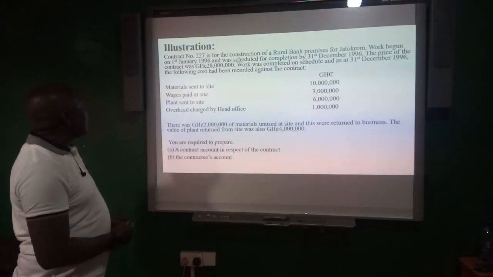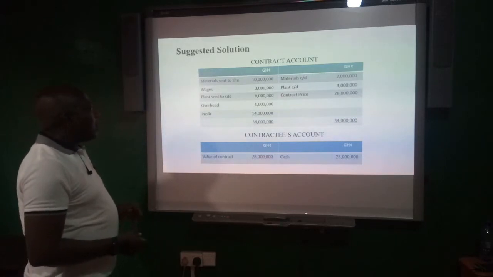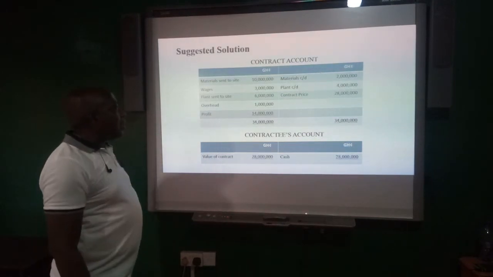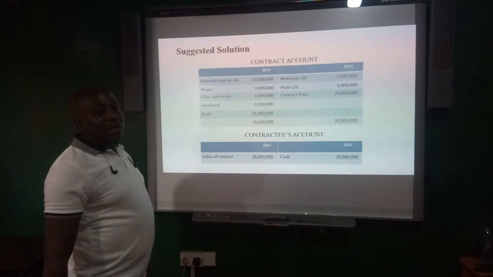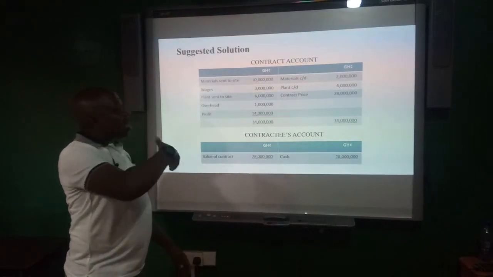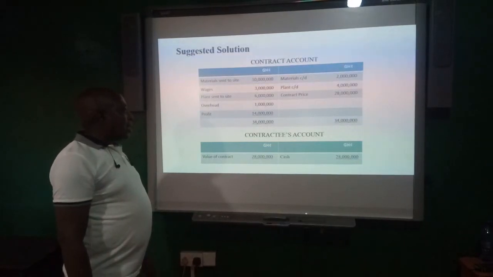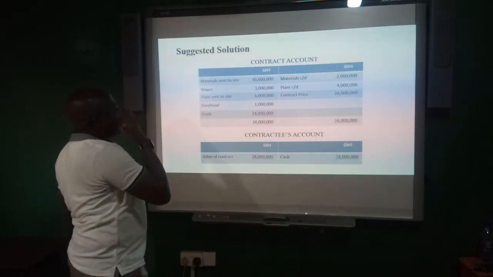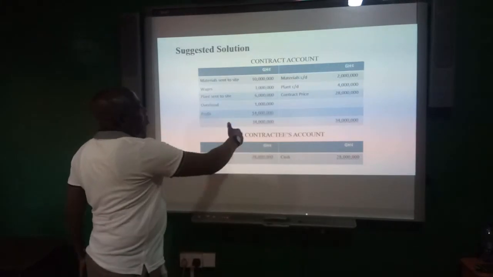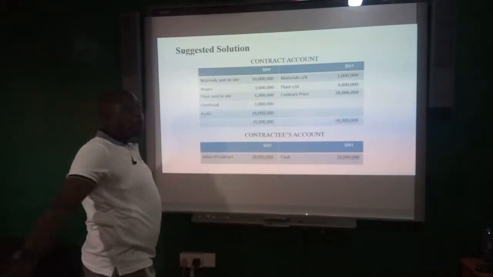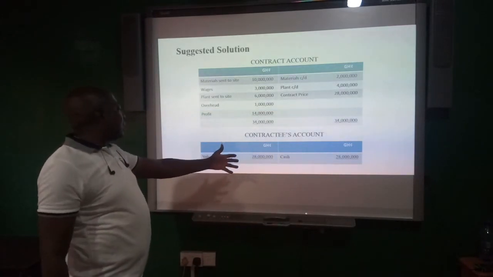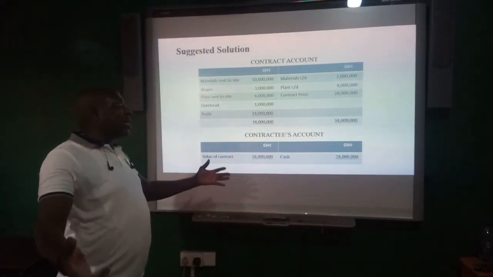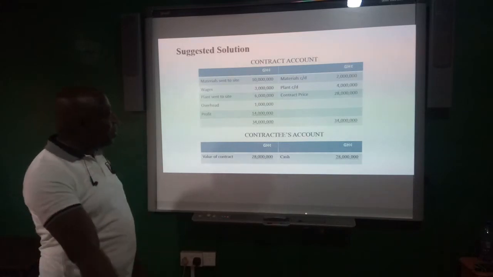So let's look at the suggested solution. So here you see we have debited all the cost as given in the question, and as we were told, the materials that were left after the contract, the value of the plant after the contract, and then the contract price. So if you do that, you see that this side, the credit side, will be more than the debit side. And so what you make up to make the debit and the credit agree is your profit. And the contractee's account, the value of the contract is 28 million and the cash paid was 28 million. So that is that for contracts started and completed within the accounting period.